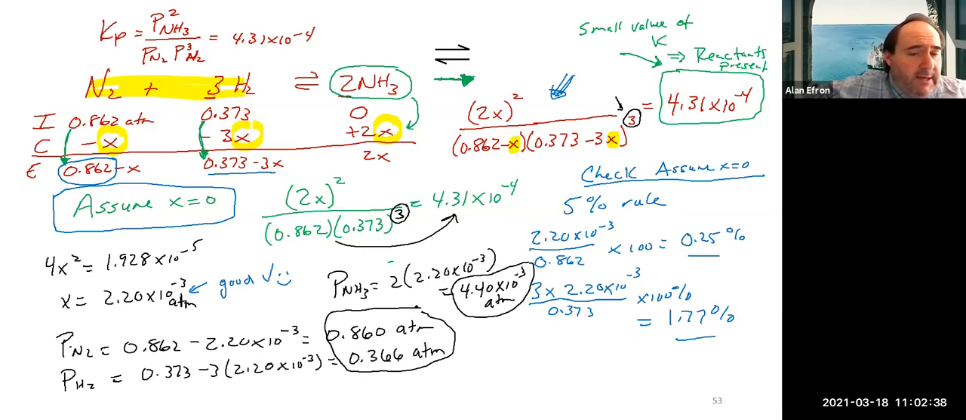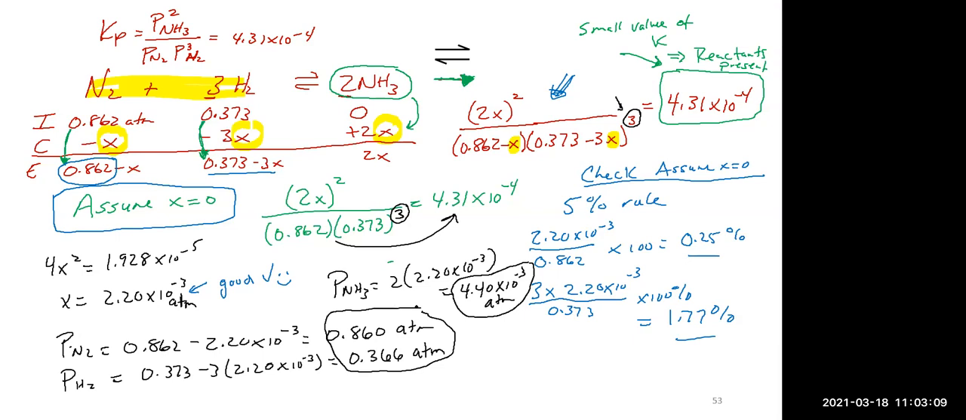You could only apply it where you have a small K value, kind of like a negative exponent. But you do absolutely need to check it, because I can guarantee you it will not always work. If it doesn't work, like I said, you have to go back and do the quadratic. Any questions on ice tables, equilibrium, how to calculate equilibrium pressures or concentrations or anything like that?